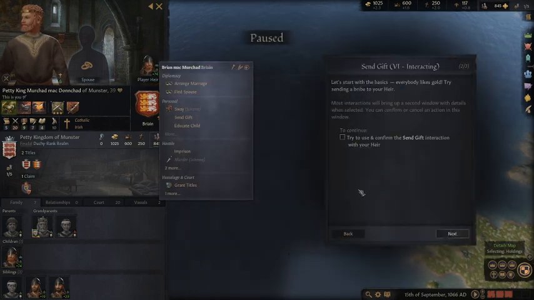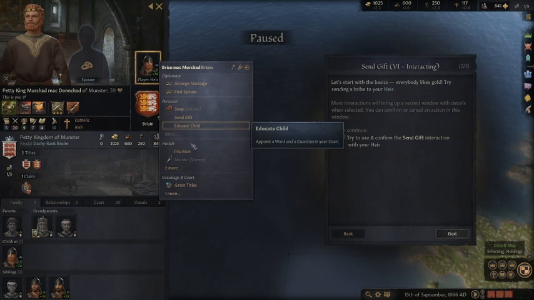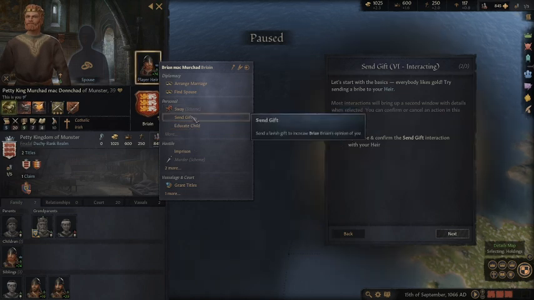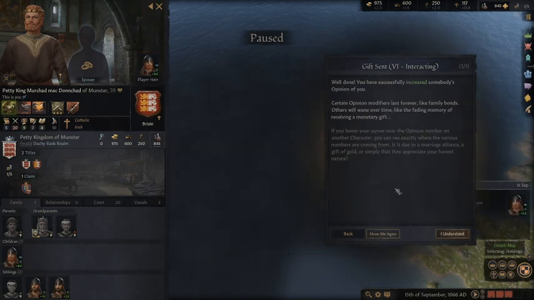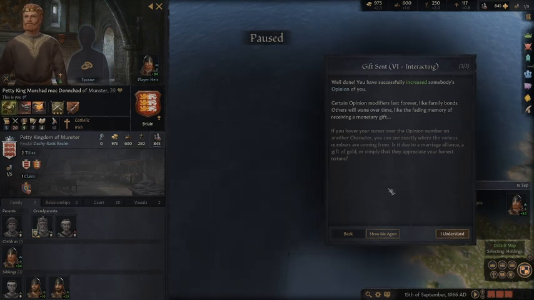Let's start with the basics. Everybody likes gold. Try sending a bribe to your heir. Send gift. Well done, you have successfully increased somebody's opinion of you. Certain opinion modifiers last forever, like family bonds, others will wane over time, like the fading memory of receiving a monetary gift.